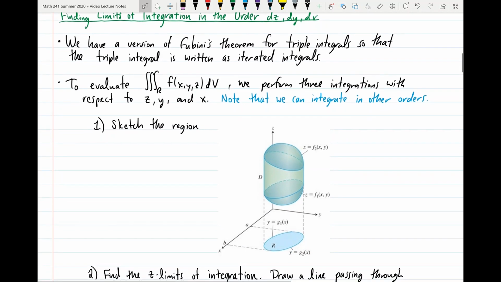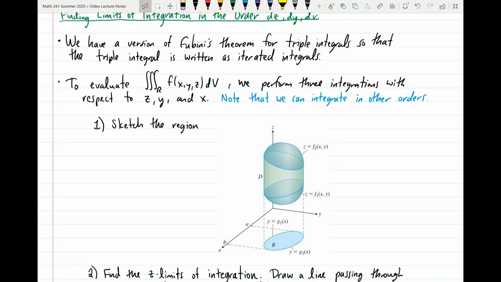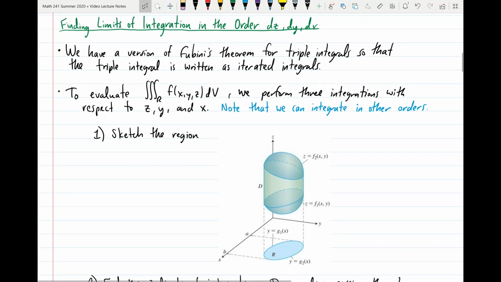And to say this a little more explicitly, to evaluate the triple integral of our function f of x, y, z over the region R in space, we perform 3 integrations with respect to the variable z, the variable y, and the variable x respectively. And note that we can integrate in other orders as well. In the discussion that I'm about to have, we're going to be integrating with respect to z first, and then y second, and x last, but you could switch that order any way you want to, and the integral is going to end up being the same.